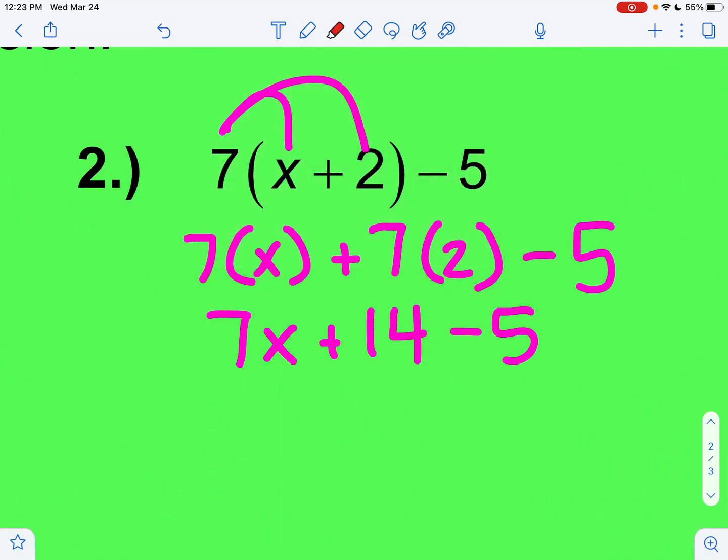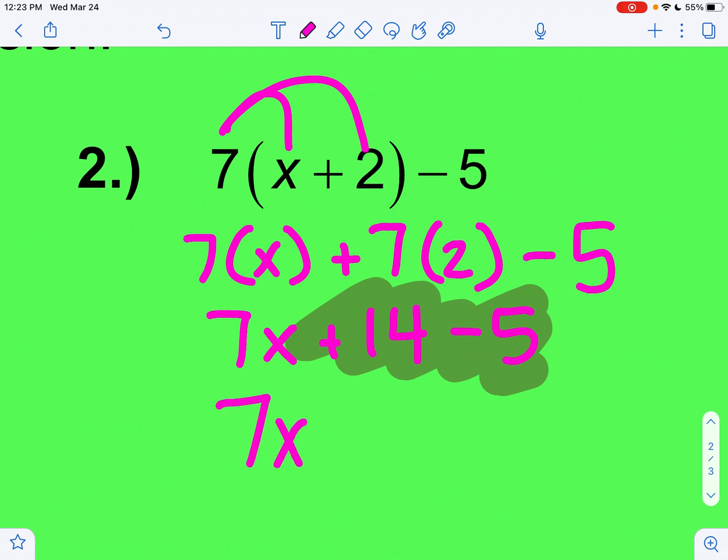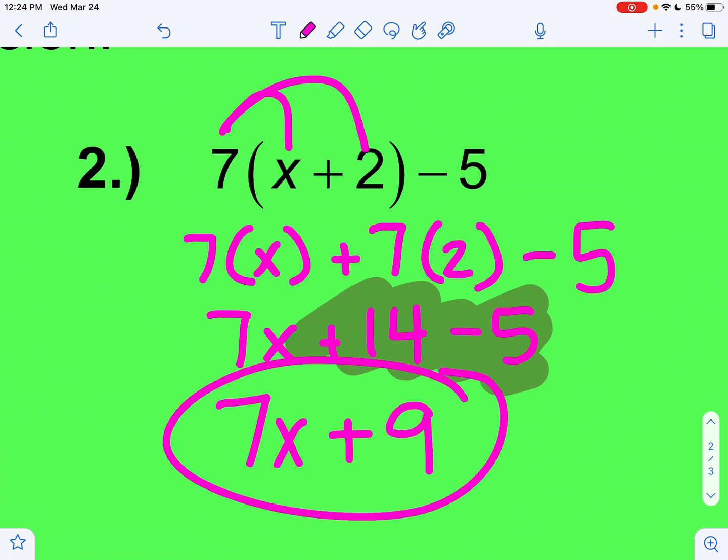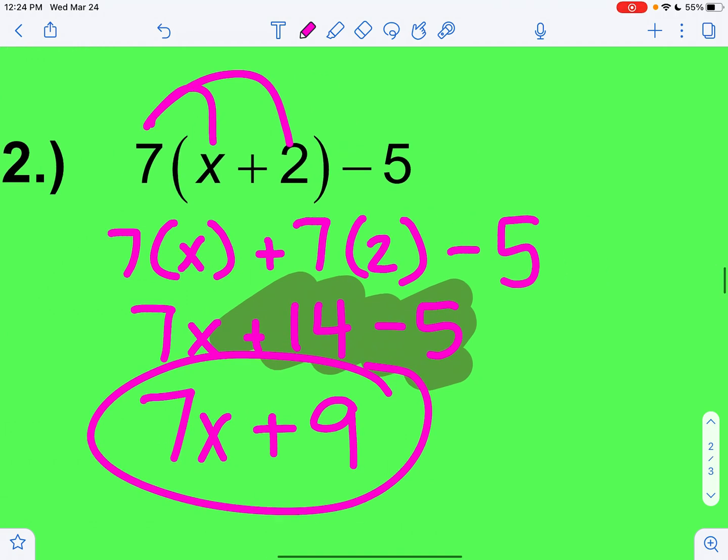So now take a look at the ones that we can combine. I see two numbers, 14 minus 5. Those are the only things that we can combine. So we still have that 7x. 14 minus 5 gives us plus 9. And that's our answer.